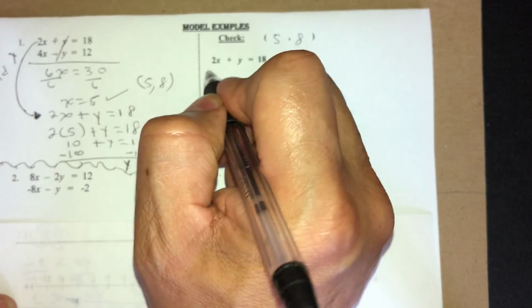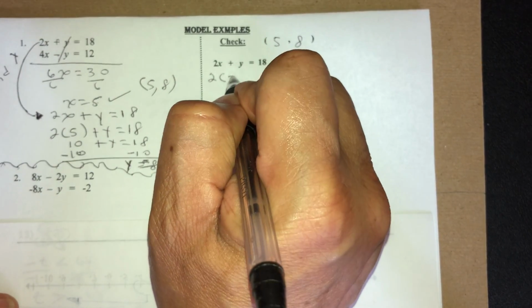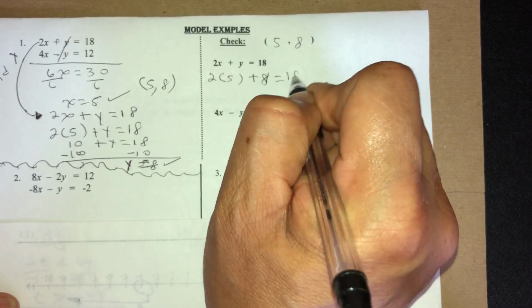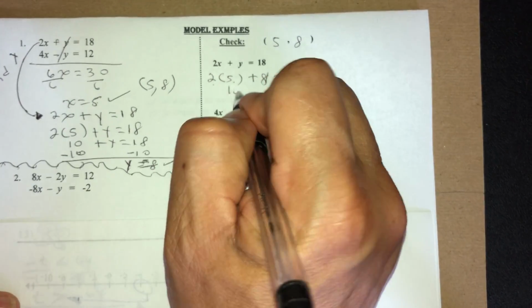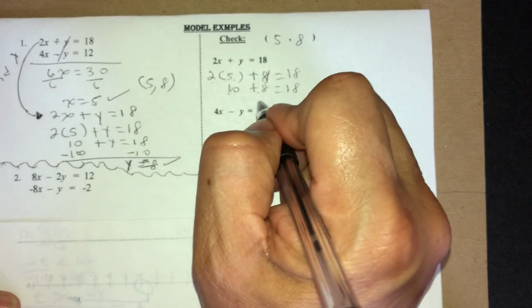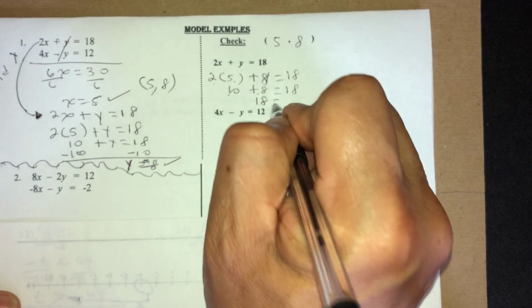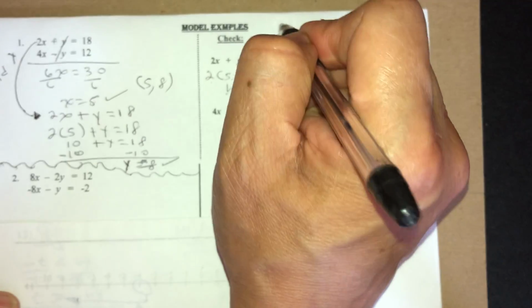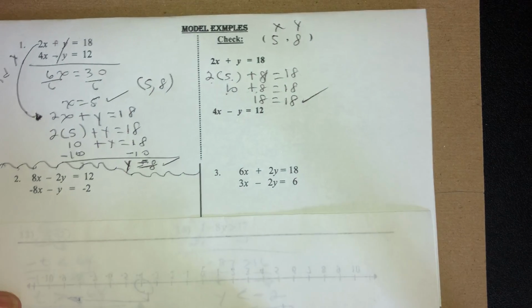So, vamos a comprobar. So, 2 parentheses 5 plus 8 equals 18. 2 times 5 is 10 plus 8 equals 18. And 10 plus 8 is 18, and 18 equals 18. So that works. All right? Remember that you replace x and y.